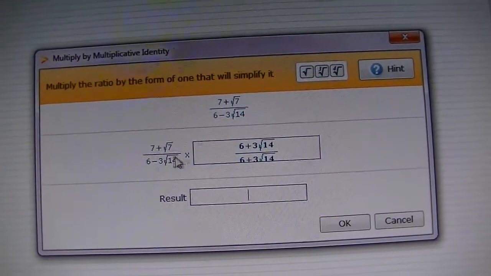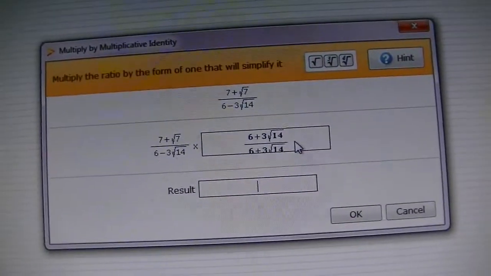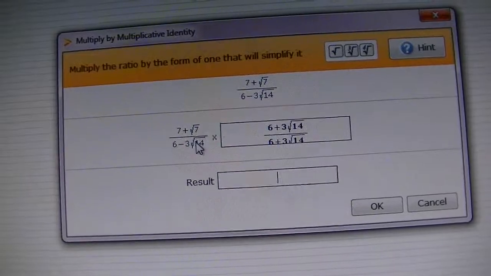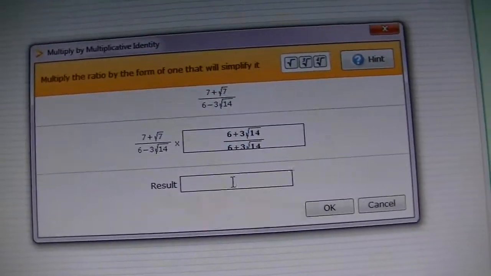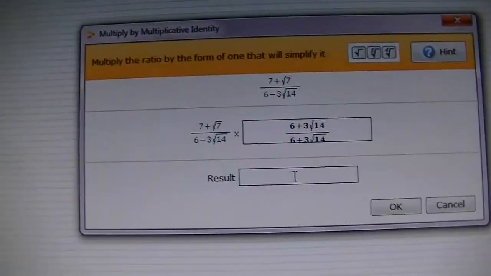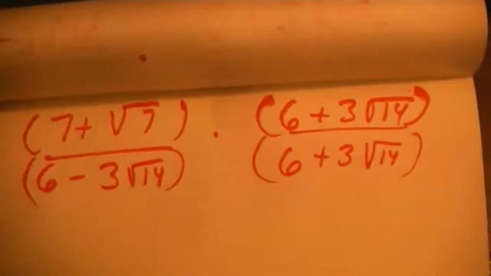So we can multiply anything by 1, which is just something over itself, and it will still be equivalent. But this will help us get the radical out from underneath the denominator here. It makes the answer simpler. Okay, so now it says, basically, find the result. Multiply these together. So I'm going to need to use some scratch paper to do that.